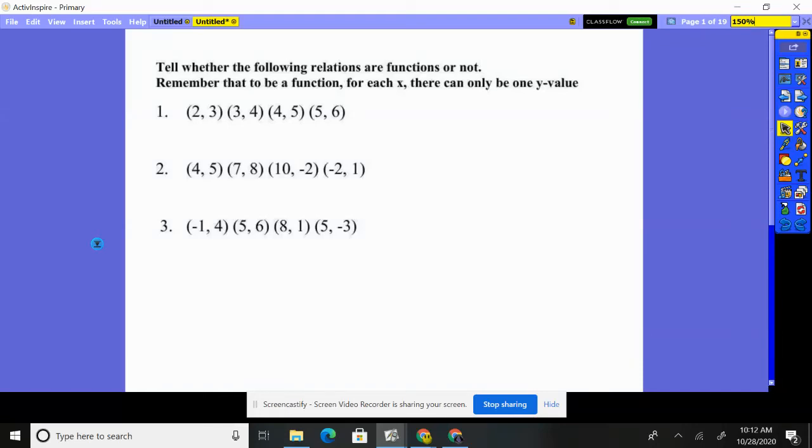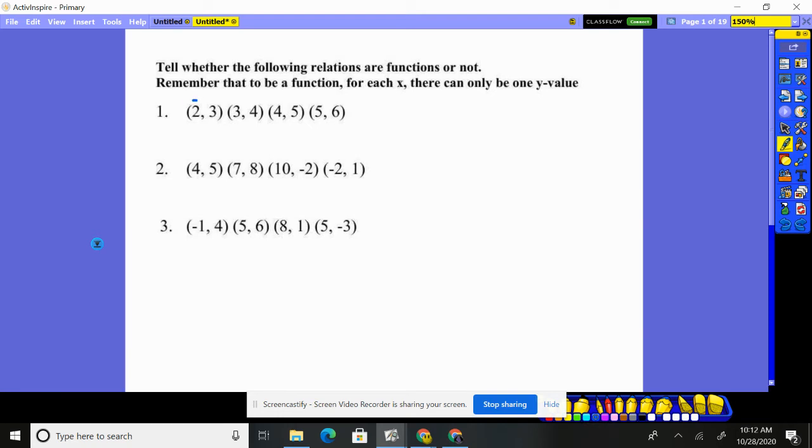All right, we want to tell whether the following relations are functions or not functions. Now remember, that means to be a function for each x, there can only be one y for every x. So in other words, when I plug an x into a problem, I only expect to get one answer. So let's look. On problem 1, I got to turn the pen on first, might help us.